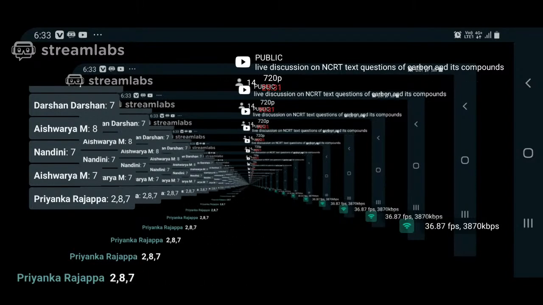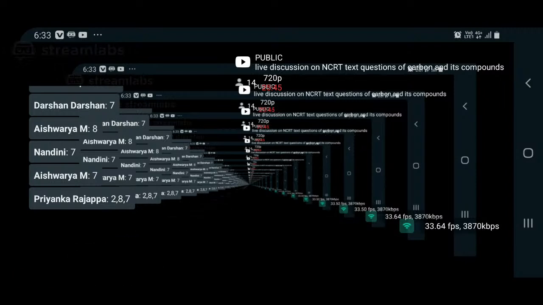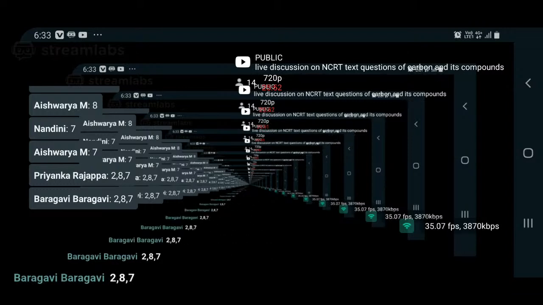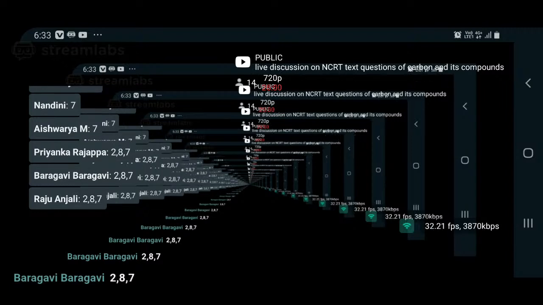Aishwarya, wrong. Yeah, correct, Priyanka. 2, 8, 7. This is the way to write the number of electrons as per the K, L, M, N shells. Okay, cleared. And in the same way for fluorine, bromine, iodine, the valence electrons is 7. Then we'll move on to the next question.